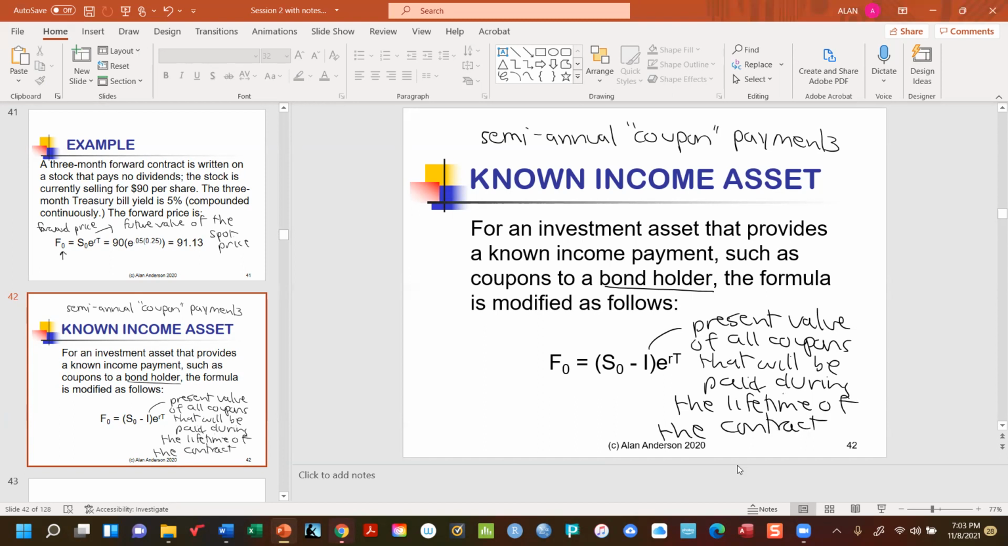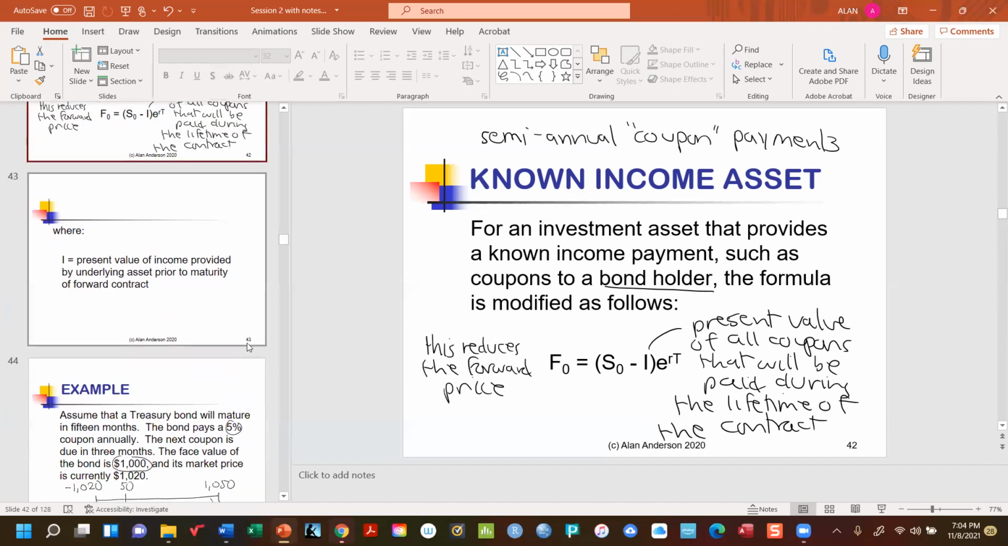So let's say this is a 6-month forward contract. I represents the present value of all the coupons that we will receive during those 6 months, which could be 0. It depends on the time frame. If you notice, this I here reduces the forward price. That makes the forward price lower. Now, you're probably wondering why. Well, I'll tell you why.